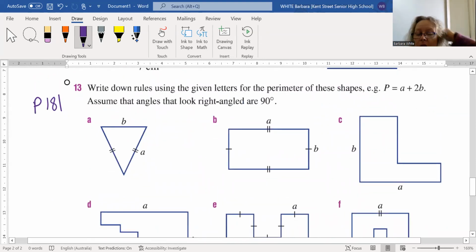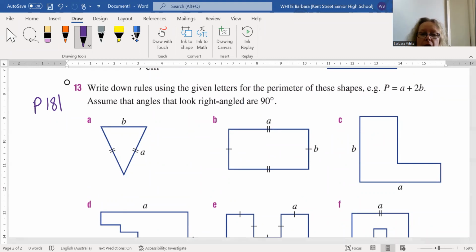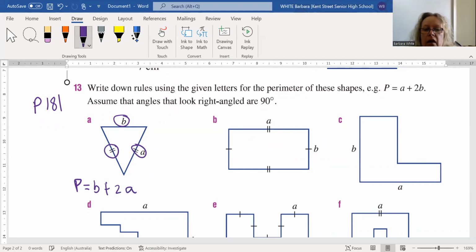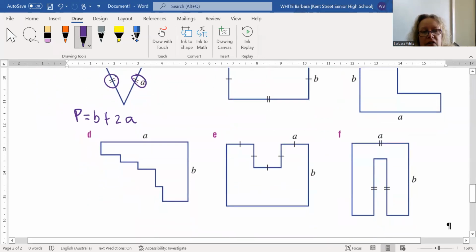Question 13 here, you're asked to write down a rule. So the perimeter for A is this number here. We don't know the number, so we're just going to write B. And there's 2 of these. So B plus 2A is the perimeter. So if you're feeling clever, I want you to have a go at those as well.